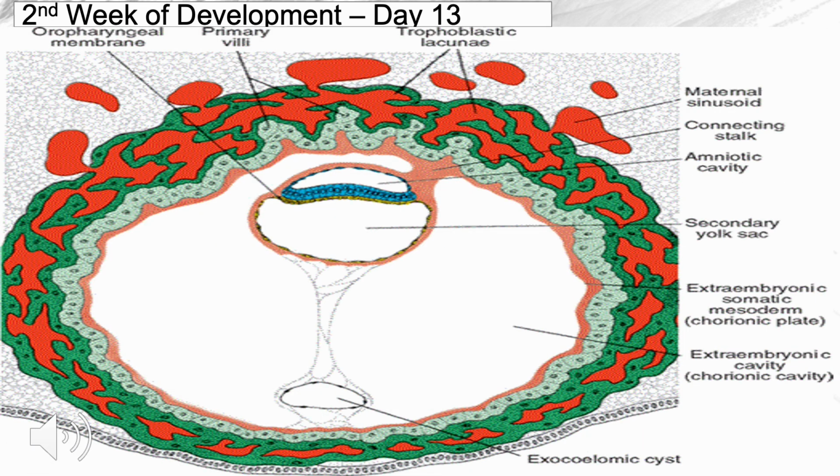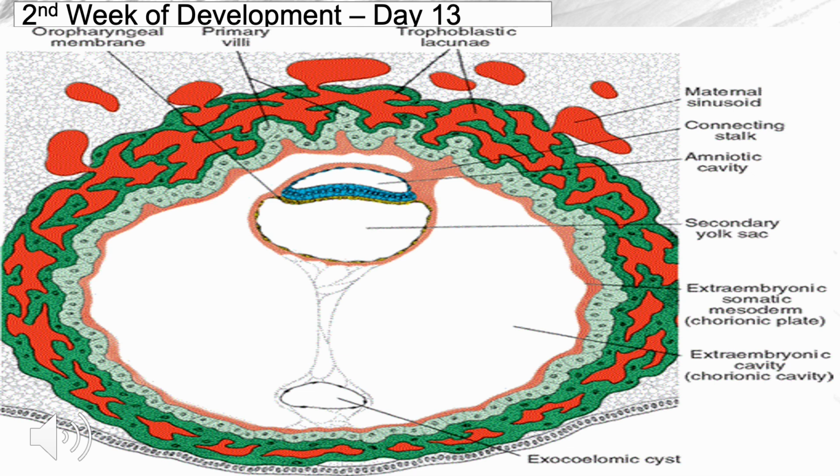By the 13th day of development, the surface defect has usually healed. Occasionally, however, bleeding occurs at the implantation site as a result of increased blood flow into the lacunar spaces. Because this bleeding occurs near the 20th day of the menstrual cycle, it may be confused with normal menstrual bleeding.